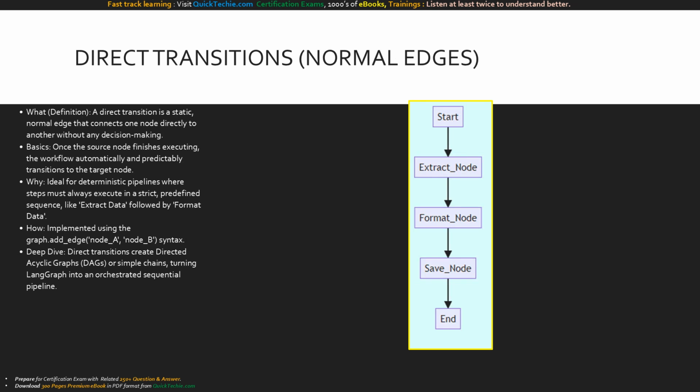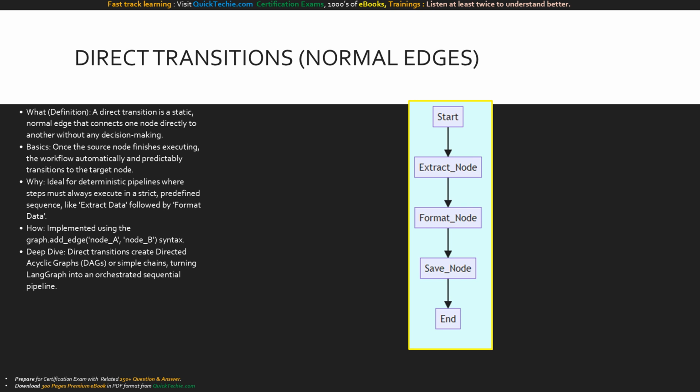Our first focus is the direct transition, also known as a normal edge. Think of this as a train track with no switches. Once the source node finishes its task, the execution automatically, predictably, and deterministically moves to the target node. Why do we use direct transitions? They are perfect for rigid pipelines where the order of operations never changes.